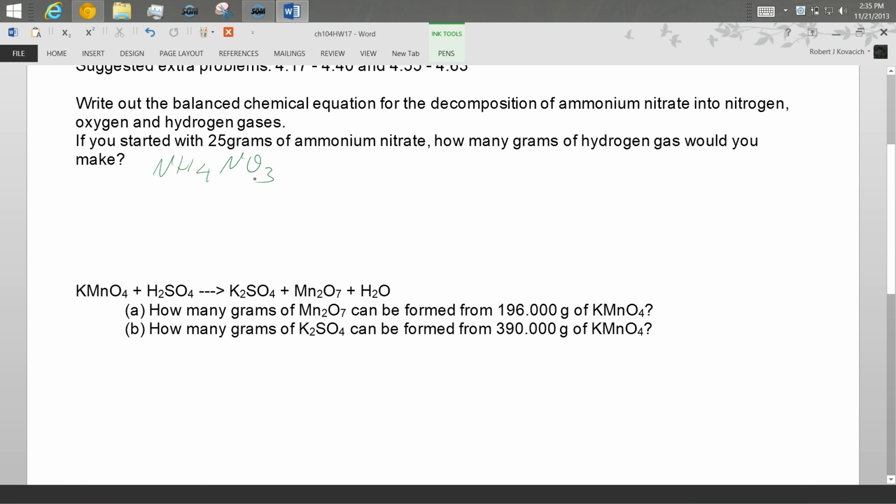State? Say again? No. Solid. It's an ionic compound, right? So it's either aqueous or it's solid. And a decomposition reaction doesn't really require anything to be wet.